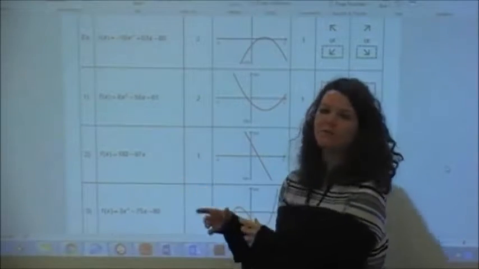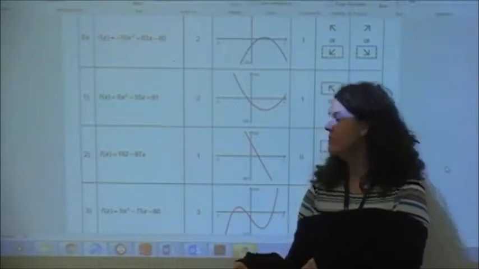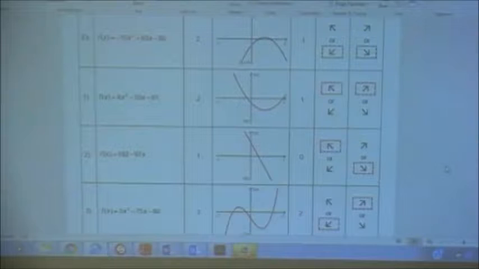Then there's number 2. It has a degree of 1 because there is no exponent on this x, but when there's not one, there's a 1. So the highest degree is 1. It's a line, has no bends, and the left end behavior is up, right end behavior is down. The next one has a degree of 3. It has 2 bends, left end behavior down, right end behavior up.